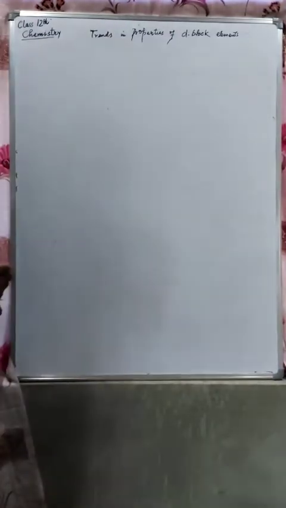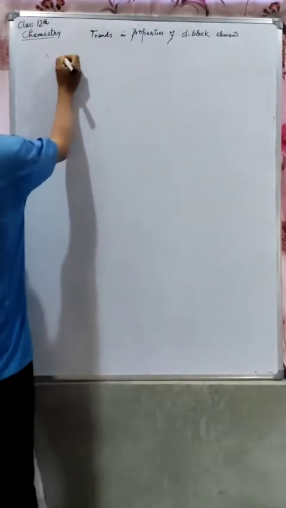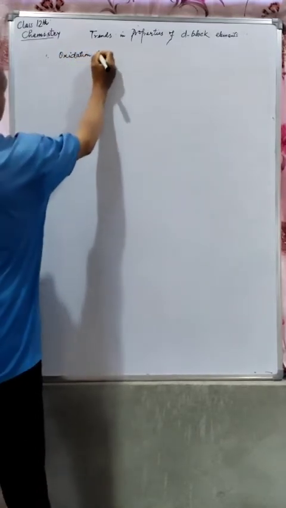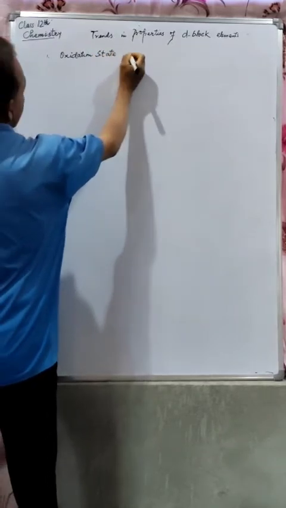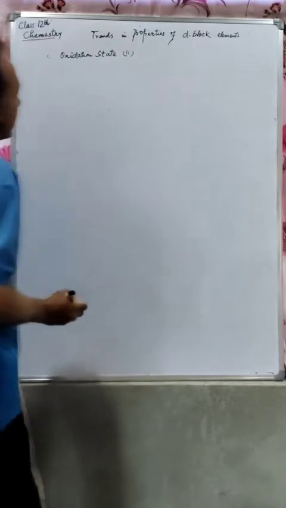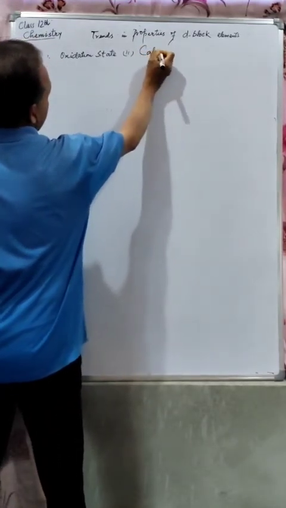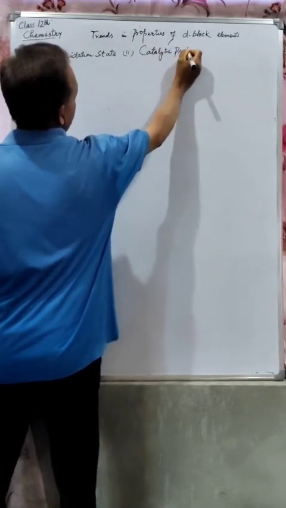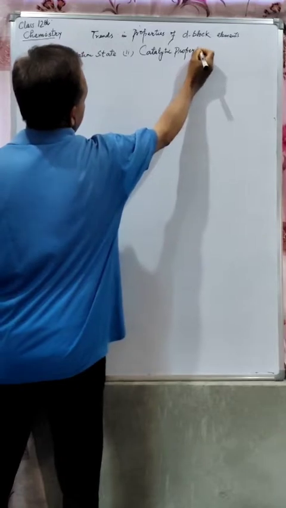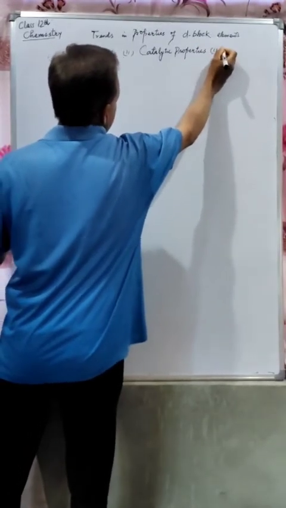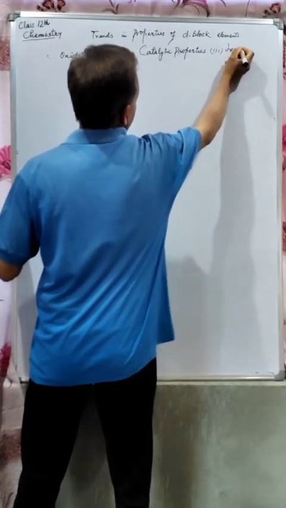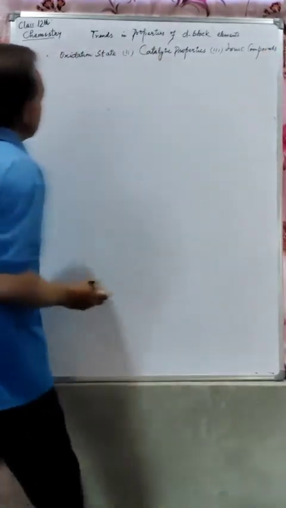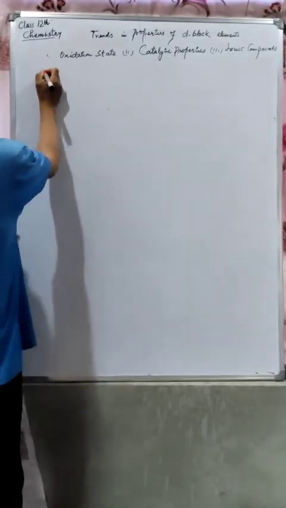And today's properties which we have to discuss are: number one, oxidation state; number second is catalytic properties; and number third is ionic compounds. So we will discuss today first the oxidation state.